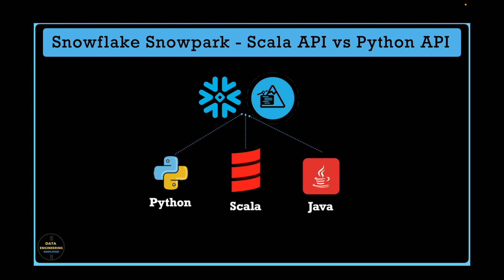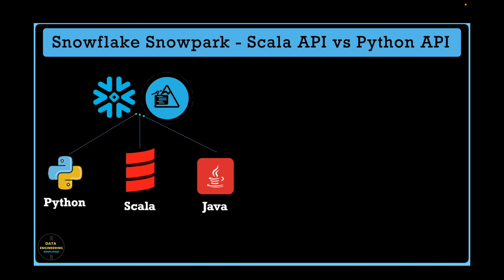the Python API or the Scala API. We will take a couple of important considerations into account so you can decide if you can choose Python over Scala or Scala over Python. We will explore the power of Python and Scala programming languages for Snowpark, focusing on several key attributes listed here.